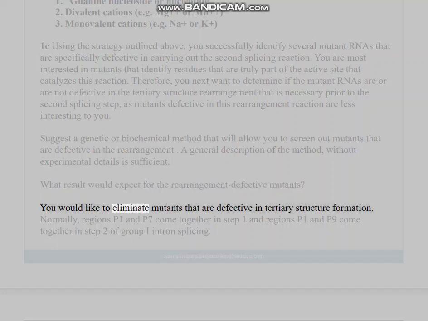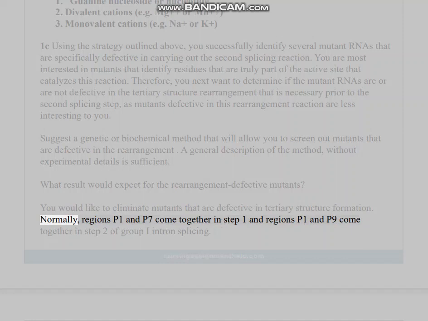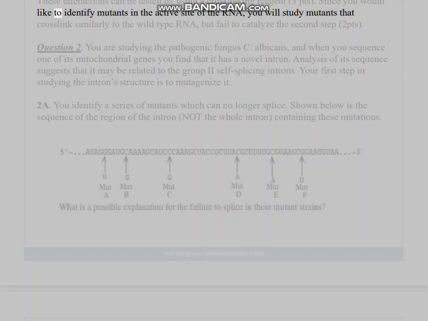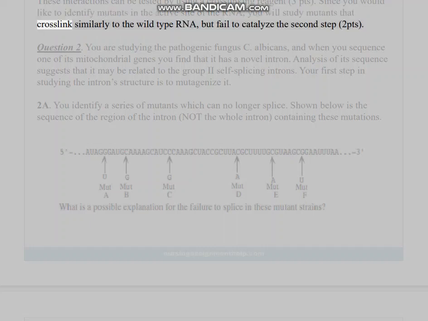You would like to eliminate mutants that are defective in tertiary structure formation. Normally, regions P1 and P7 come together in step 1 and regions P1 and P9 come together in step 2 of group I intron splicing. These interactions can be tested by using a cross-linking reagent, 3 points. Since you would like to identify mutants in the active site of the RNA, you will study mutants that cross-link similarly to the wild-type RNA, but fail to catalyze the second step, 2 points.